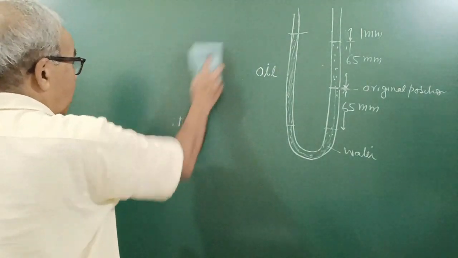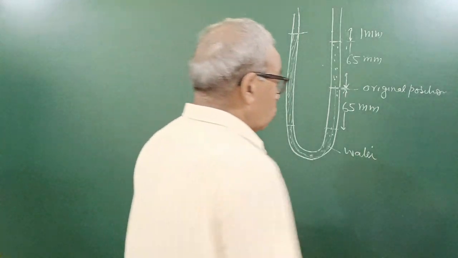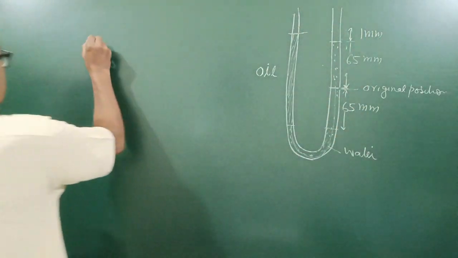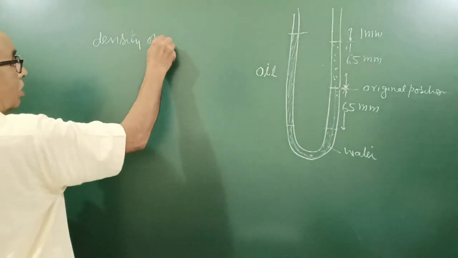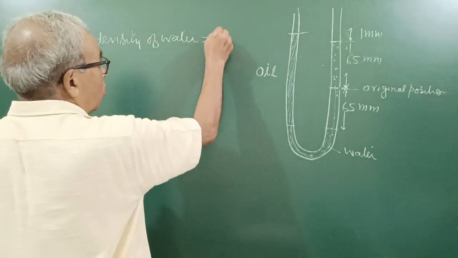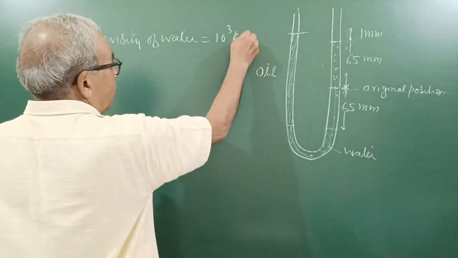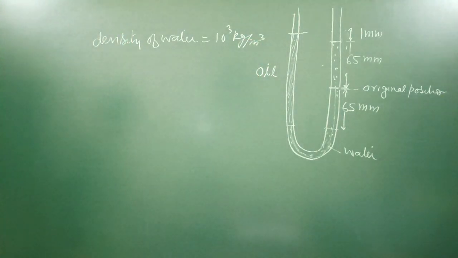So the situation is simple. As we know, the density of water is 1000 kg per meter cube. Remember it. If not given, we have to apply 1000 kg per meter cube or 1 gram per centimeter cube.